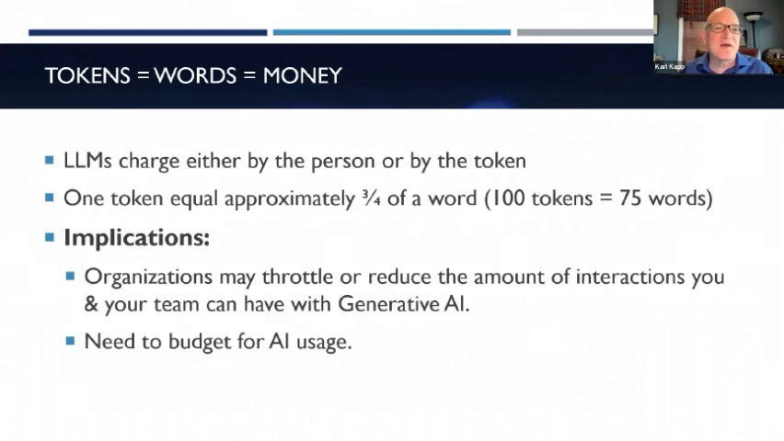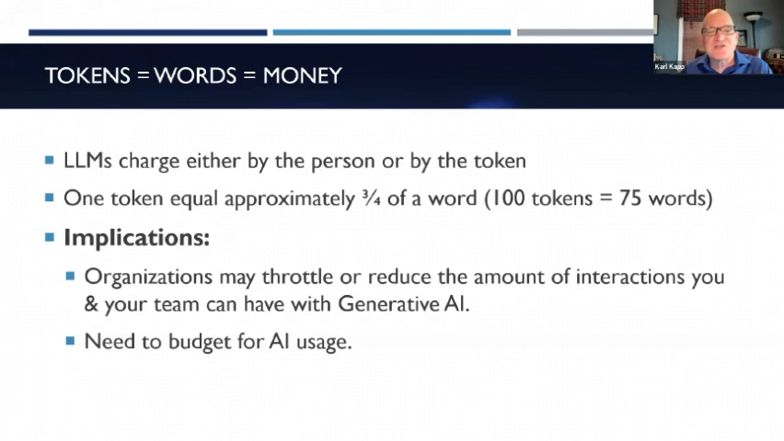One other thing to think about is that tokens, as we talked about, equal words, which equals money. So sometimes you'll hear an AI vendor talk about charging you by the number of tokens or giving you so many tokens a month or whatever that happens to be in your organization. One token is approximately 3/4 of a word. So 100 tokens, about 75 words. So you will be charged by the token. Maybe they'll average it like, oh, there's this many tokens per month, kind of like ChatGPT does with 4.0 right now.